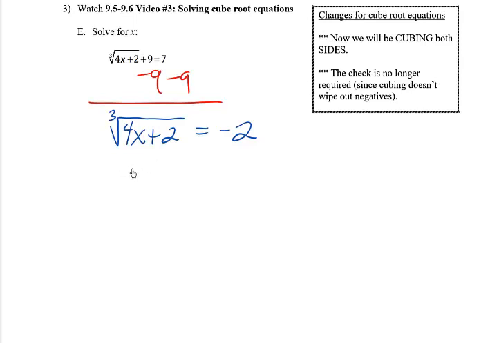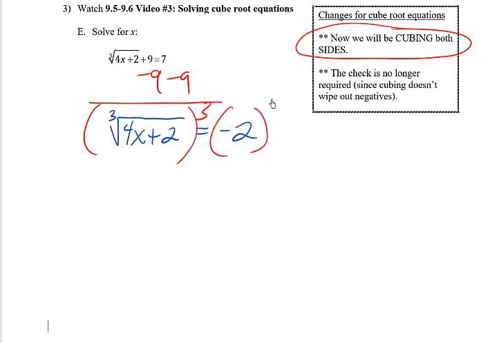Well, previously we had been squaring both sides. Squaring is a way to get rid of square roots. Now we're going to be cubing both sides. Cubing would be the opposite of cube rooting. So I'm going to go to the left and cube, and I'm going to go to the right and cube. I'm cubing each side. On the left, when I cube a cube root, it simply makes it disappear. And on the right, negative 2 times negative 2 times negative 2 would be negative 8.